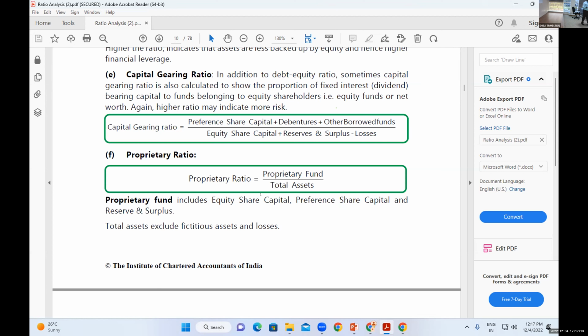So all the capital you borrowed from people for a fixed rate of interest is divided by the net worth of the company. Net worth is equity share capital plus reserves, meaning how much you earned so far in the company minus any losses. It's the equity shareholder fund. Now, what interpretation can you give? The numerator should be minimum. The lower the safer. If you increase it, you are getting into financial risk.